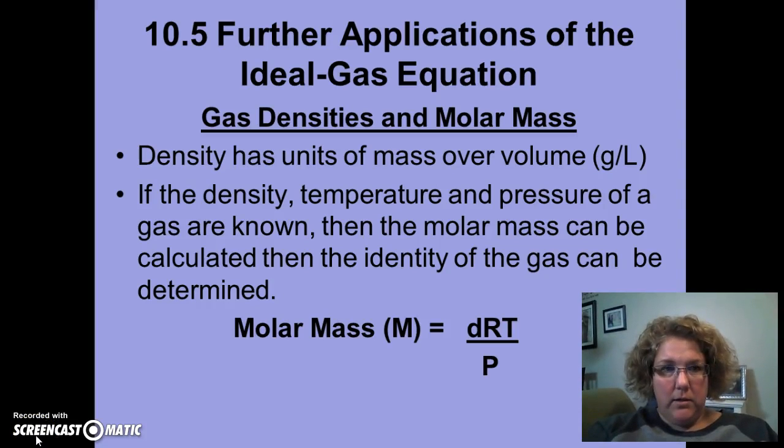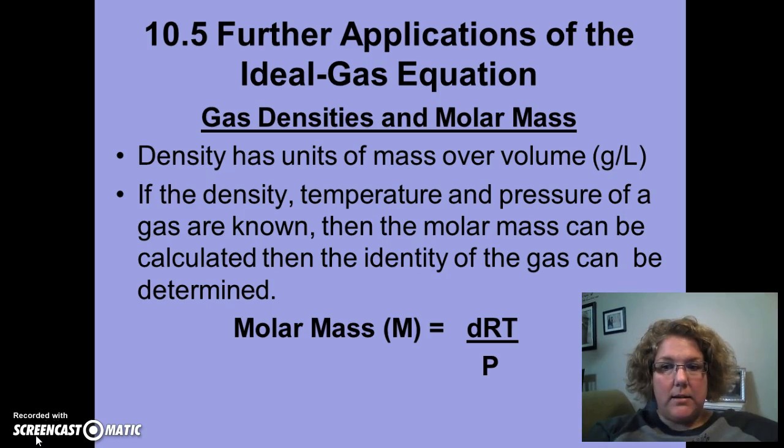Alright, here are some other ways that you can use the ideal gas equation. This one is pretty much PV equals nRT, just rearranged, so that instead of volume, you have molar mass and density in the equation. If you sit there and think about it for a second, you can see how the units for molar mass, density, and volume could all work out.